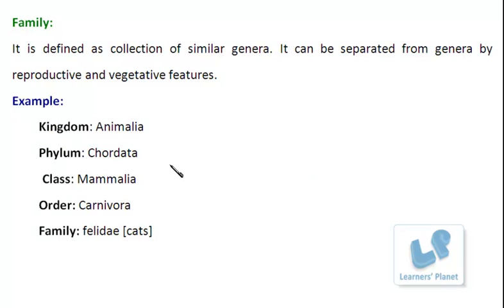After order, the next rank is the family. Family is defined as the collection of similar genera, or it is simply defined as the subdivision of the order, right? Now, of course, these types of organisms are further classified into further ranks also, right? Over here, the basic criterion to subclassify such organisms is their reproductive nature. It is characterized, or it can be separated from different genera, by their reproductive or vegetative features.